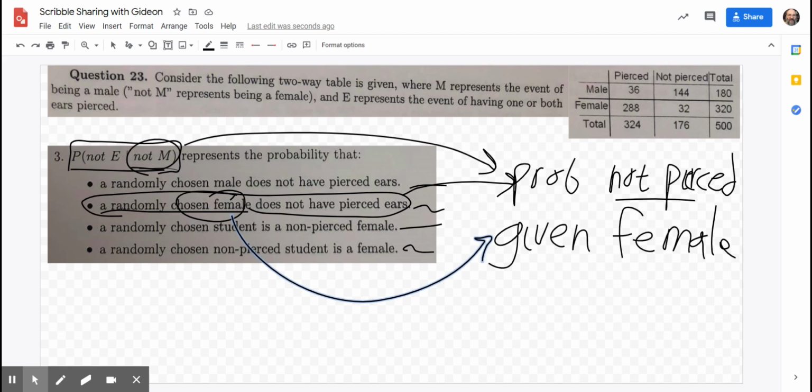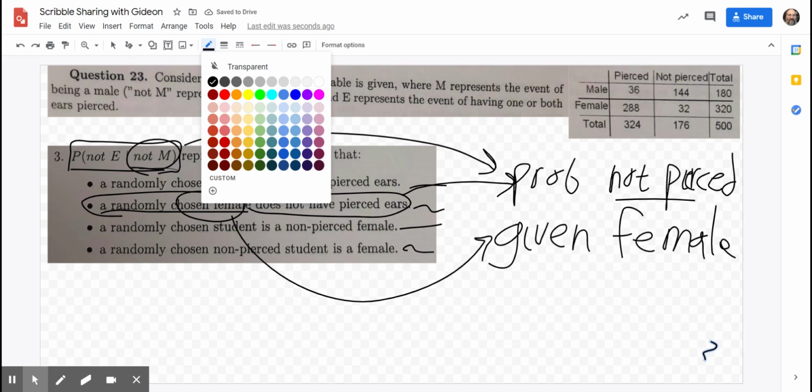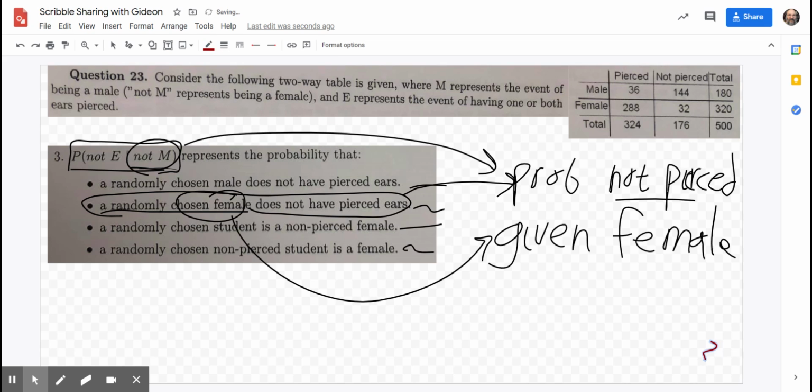Now, as I promised, I said that I would do a little extra training and talk to you about going the other way. It might be slower. In this one, we kind of got lucky. Once we knew the English, only one of them had given female. So we were done. We didn't have to deal with two remaining options like we did in the previous part. All right, randomly chosen male does not have pierced ears. It's not a big deal. Randomly chosen male means that's the given. So this is just not E given male. Sorry, my E looks like a B.